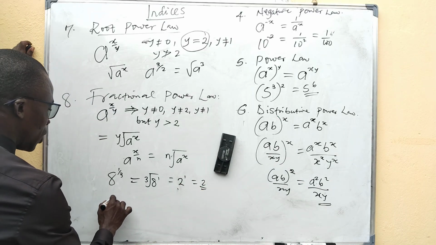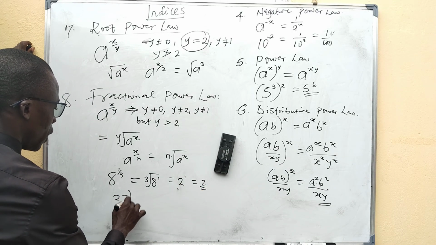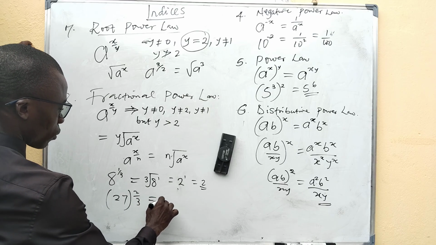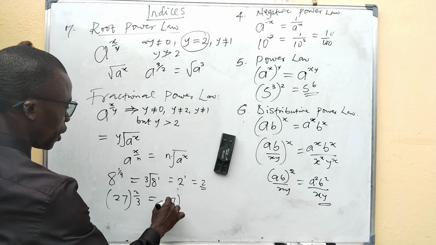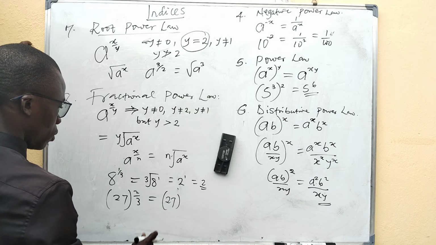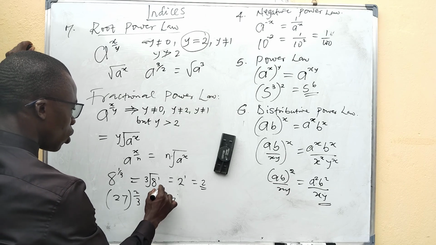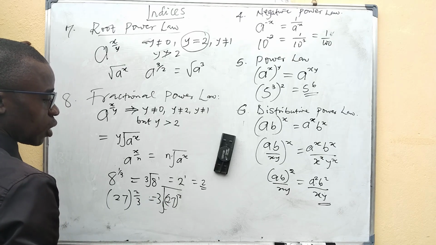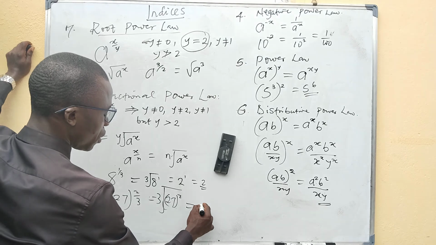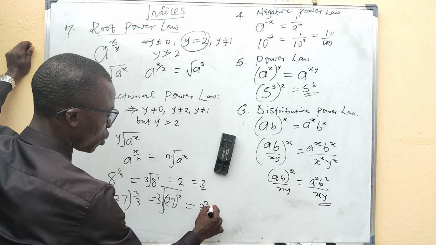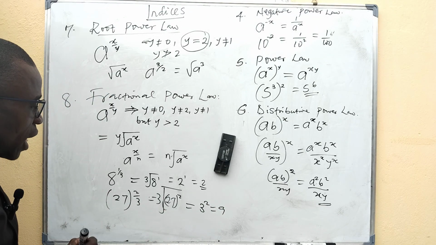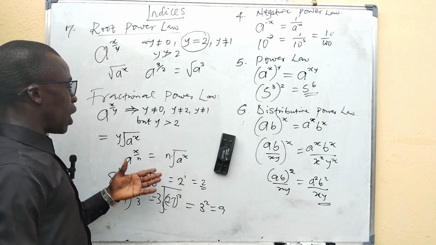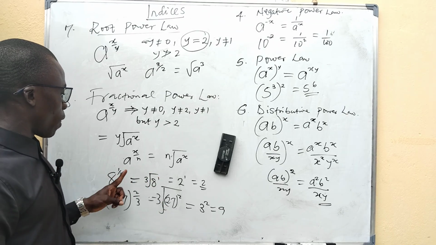What if I have 27 raised to power 2 over 3? Here, I'm going to have it as cube root of 27 raised to power 2. And cube root of 27 is what? 3. And that will give us 3 raised to power 2, which is equals to 9. Okay, so this is exactly what we are talking about. Now, you have been able to differentiate.